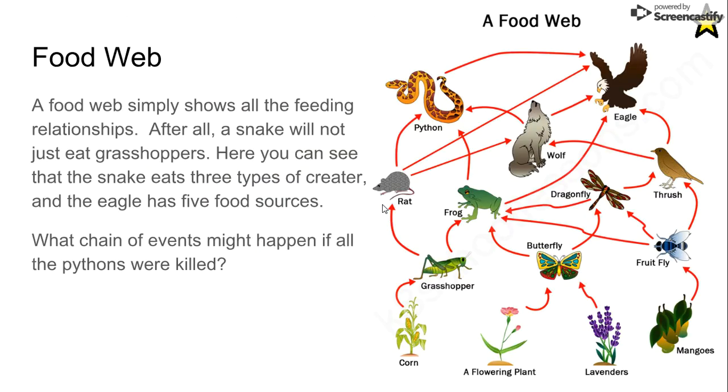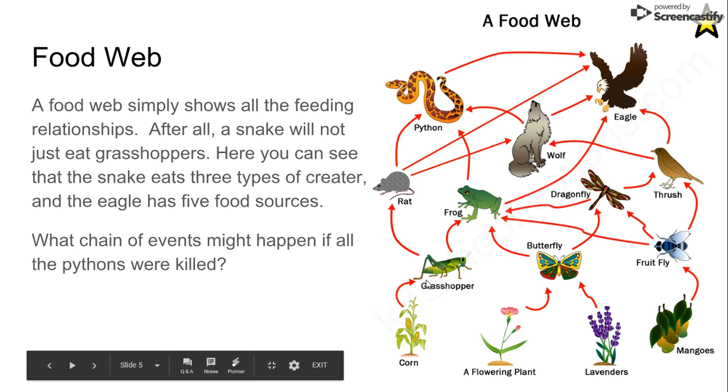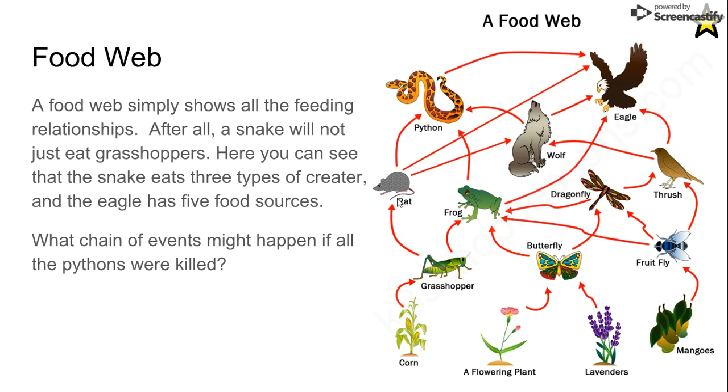A food web simply connects everything that eats everything together. So a single chain would be from corn to grasshopper to rat to python, but the fact is the grasshopper is food for two separate creatures. The eagle is pretty much the top predator in this environment, so is the python, but look at the eagle. It's got a very rich, diverse food source.